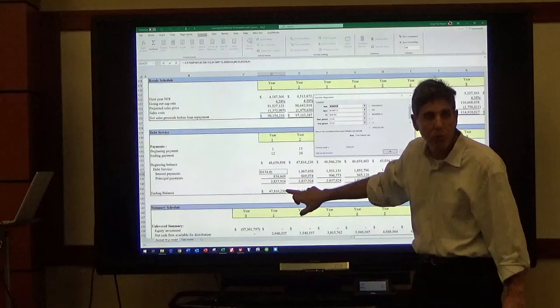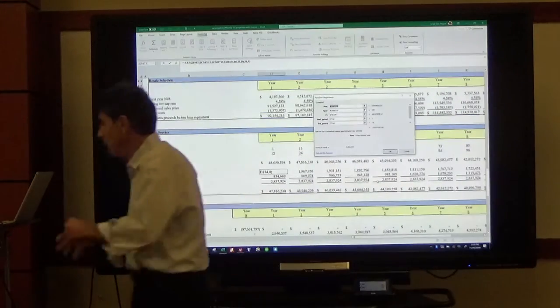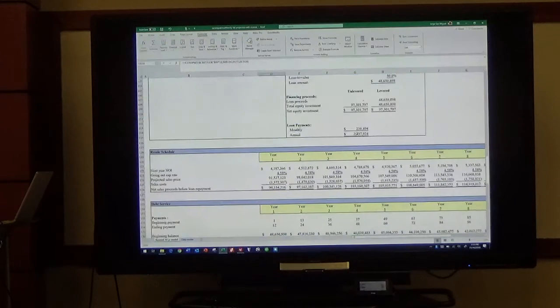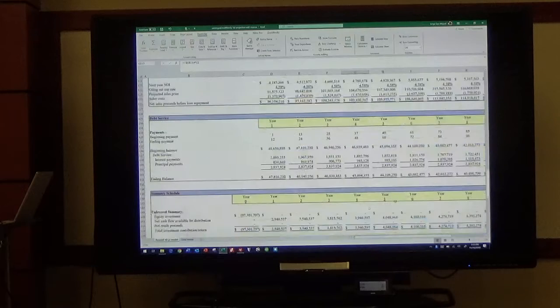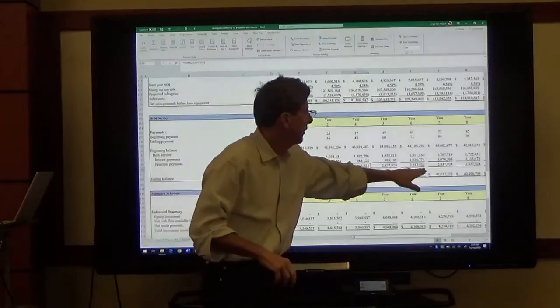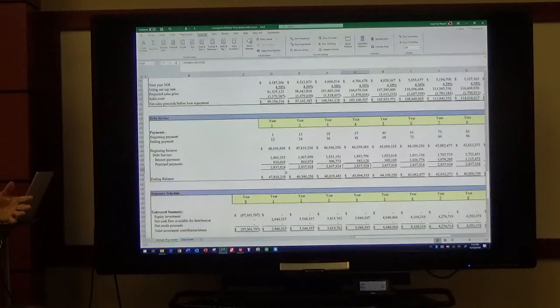And if we want a proof of this, $2,837,000 happened to be what I calculated as my monthly payments multiplied by 12. So the formula looks like it's working because every year it's totaling to $2.8 million. Okay? So it seems like it's working, right? Those are proofs that give me comfort. All right?